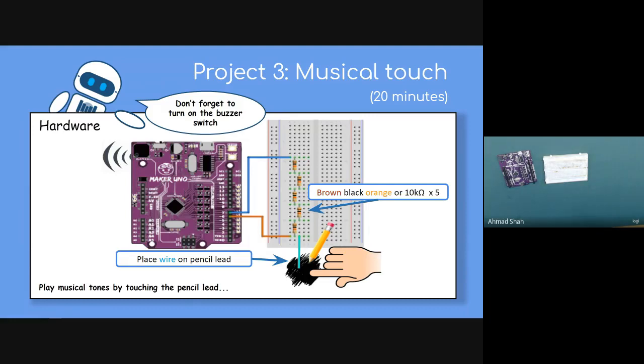Okay, so I can see a few of you already done. So the next step is we are going to take two wires or three wires. Okay, three wires. One, two, and three. The two wires will be connected to pin 6 and pin 7. And then another wire will be connecting from the resistor out.